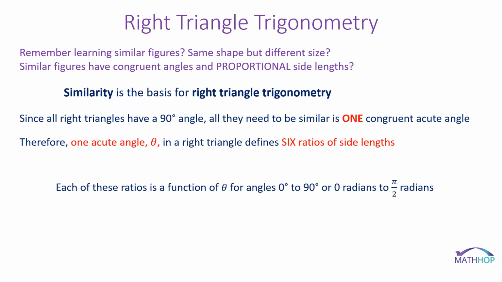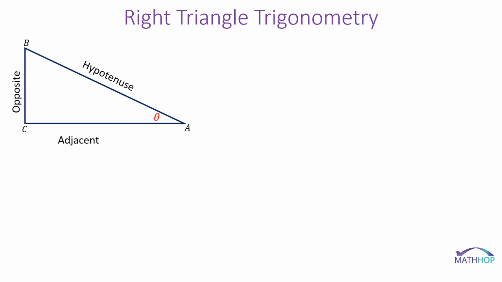So these 6 ratios, each of these ratios is a function of theta for 0 degrees to 90 degrees or 0 radians to pi over 2 radians. So we're going to be able to do a lot of things that we've done with functions for these relationships. So right triangle trigonometry comes down to, you guessed it, a right triangle. Right here we have a right triangle. We have an acute angle theta identified.